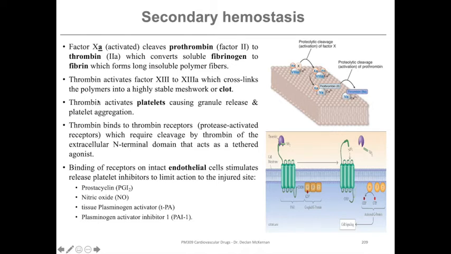Thrombin also activates platelets, causing granule release and platelet aggregation. Thrombin binds to thrombin receptors, which are known as protease-activated receptors, which require cleavage by thrombin of the extracellular N-terminal domain that acts as a tethered agonist. This is shown in the diagram on the bottom right.